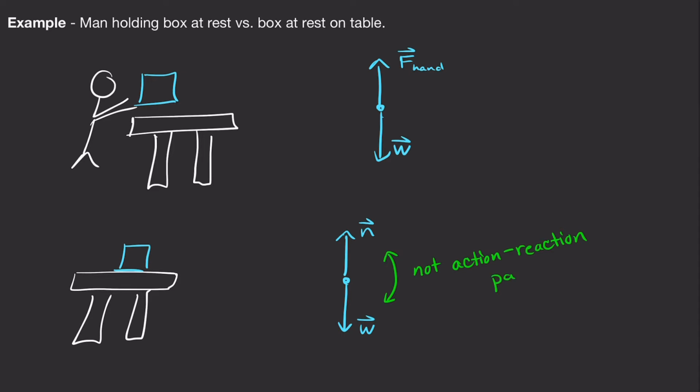Okay, action-reaction pairs. The weight is a force on the box due to gravity, while the normal force is a force due to the table. And also action-reaction pairs shouldn't show up in the same free body diagram.